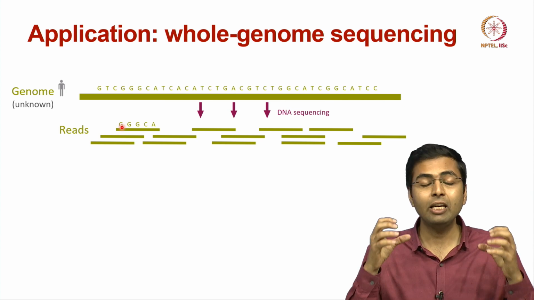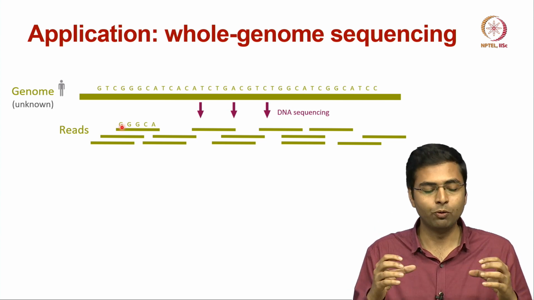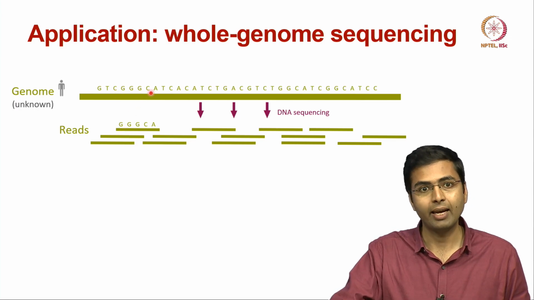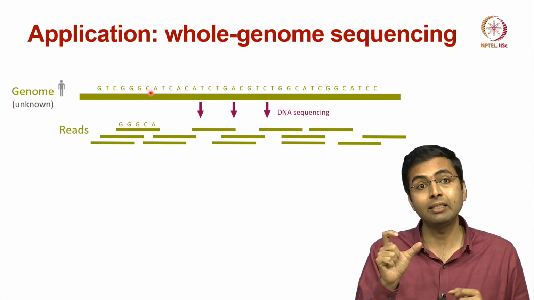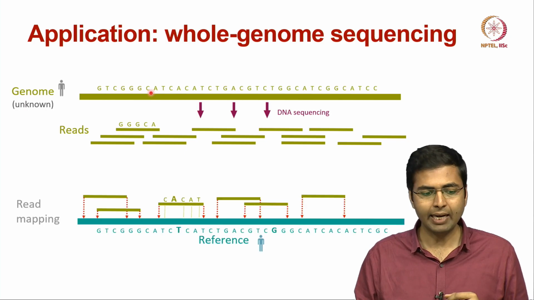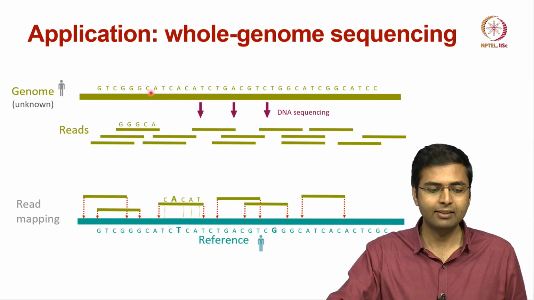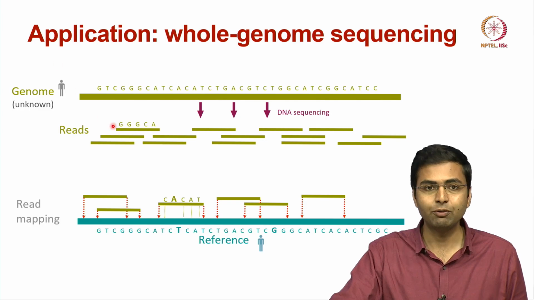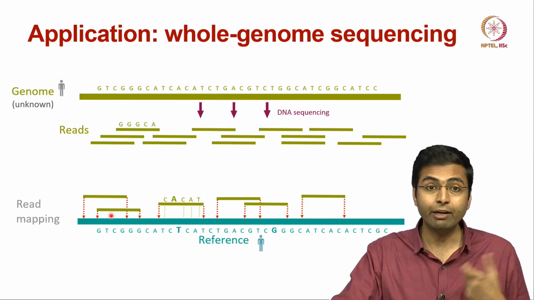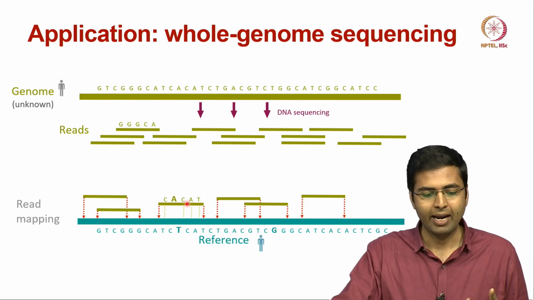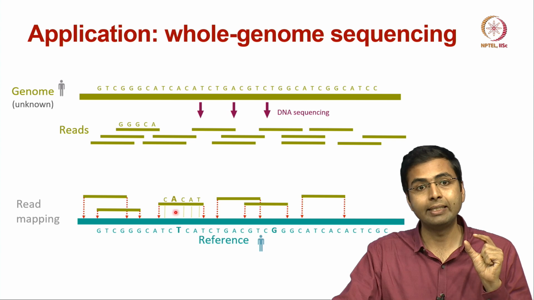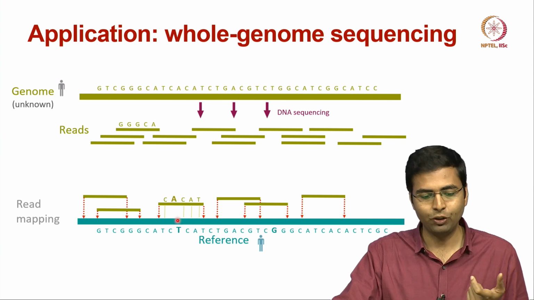Now we will get many of these fragments of the genome, and to understand what the unknown genome sequence was, and also to know what mutations that unknown genome sequence has, we would typically align these reads, that is, these fragments which I am calling reads. So, we would align these reads to a reference genome, and those alignments would convey what mutations exist in the target genome.